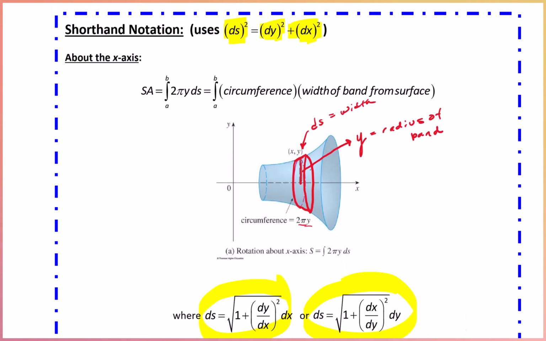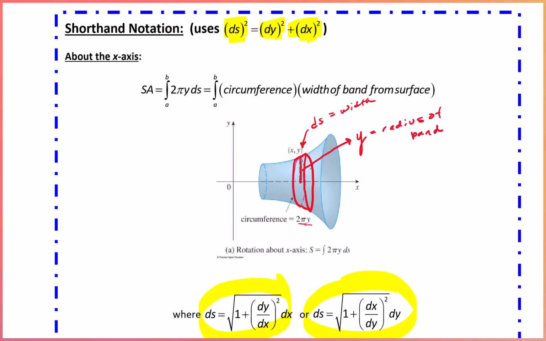It gives us a way to think of it geometrically. We're taking the surface area of those bands, and we can utilize this formula, or this sort of shorthand way to remember the formula, I should say, for surface area. Okay, let's jump into a couple examples.